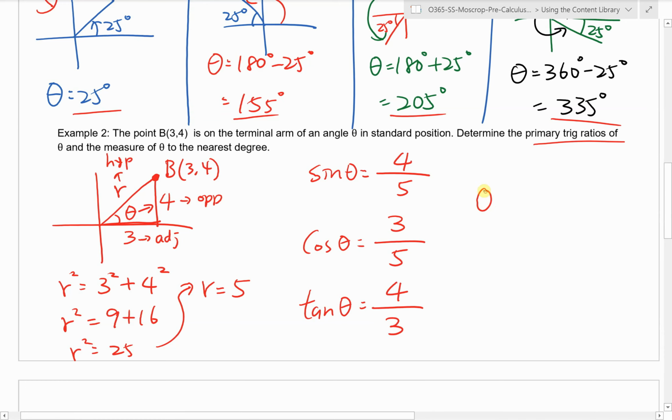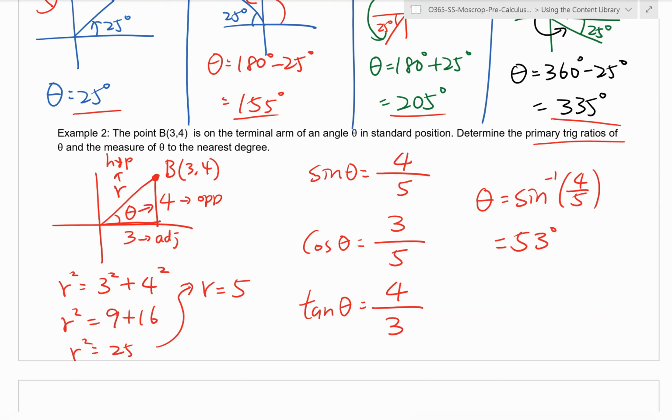Finally, we're looking for the measure of theta. You can pick any one of these three ratios and take the inverse of that trig ratio to figure out your angle. I'm just going to use inverse sine, because that's the one on the top. It doesn't really matter which one you pick. So inverse sine of 4 over 5 will give us 53 degrees to the nearest degree. Okay, so that's how you figure out the angle. Again, this is what we did last time.